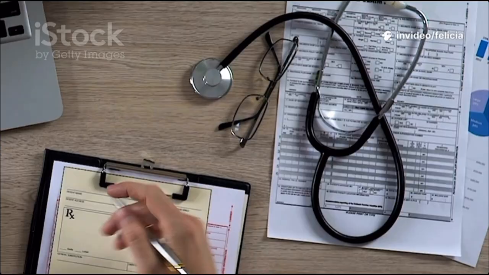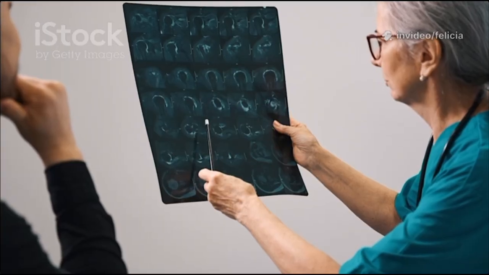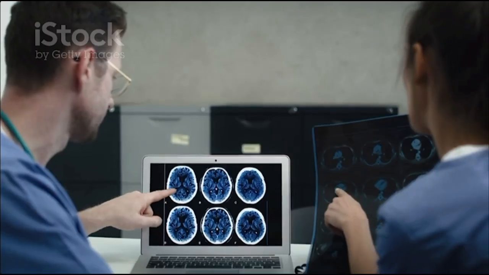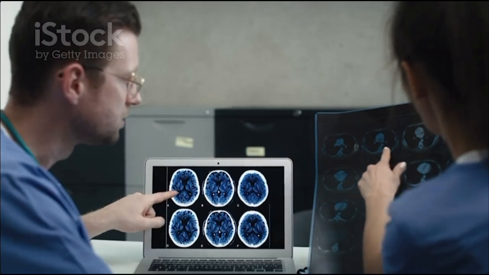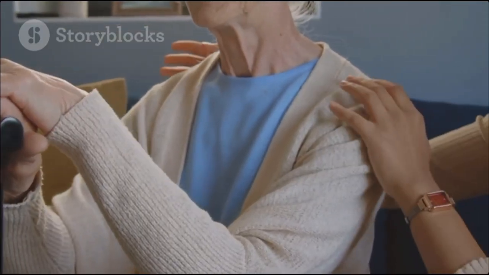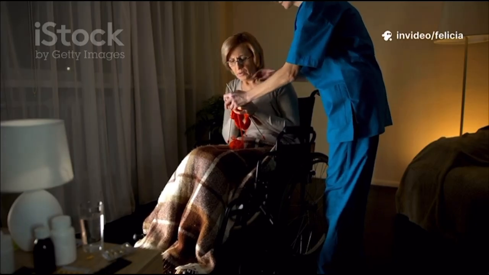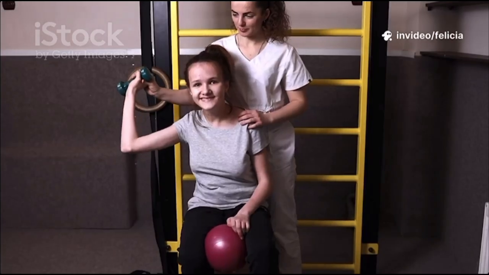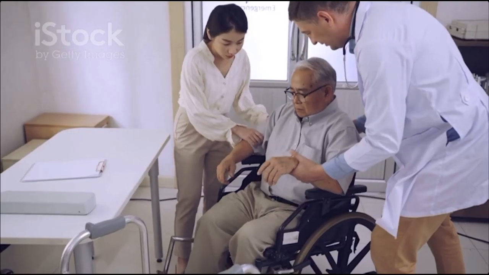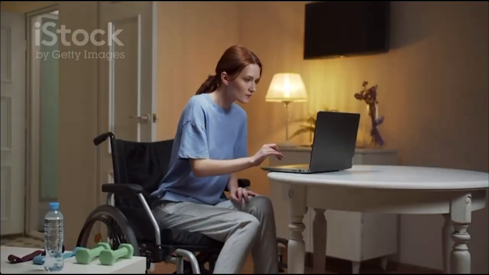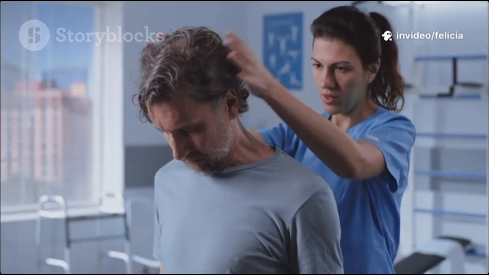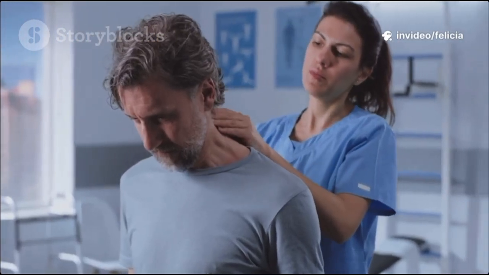To use the FIM effectively, you must understand its 7-level scoring scale. This scale is the heart of the assessment. Level 7 means complete independence. The person can do the task safely, on their own, and in a reasonable amount of time. Level 6 is modified independence. The person needs an assistive device, like a walker or a button hook, but still no help from another person. Levels 1 through 5 all involve some level of help from a therapist.